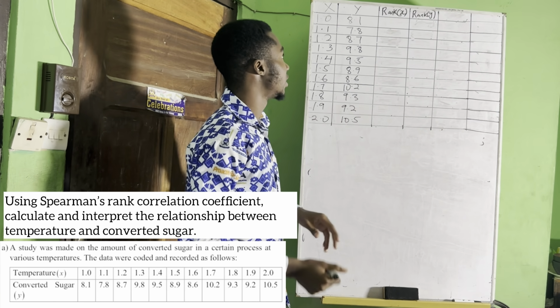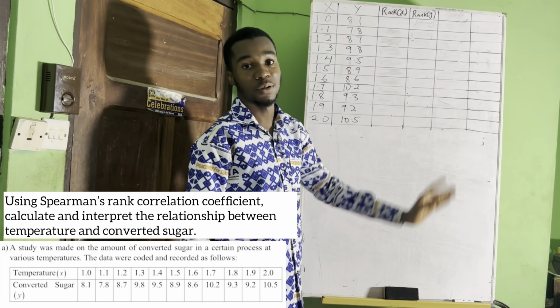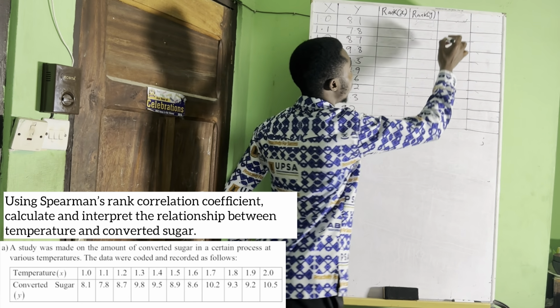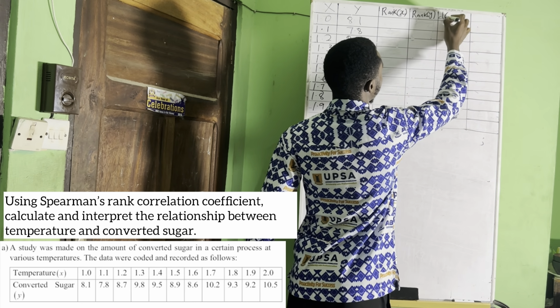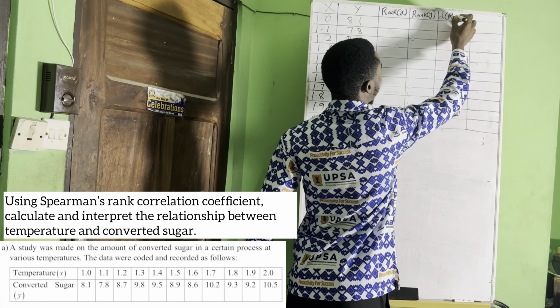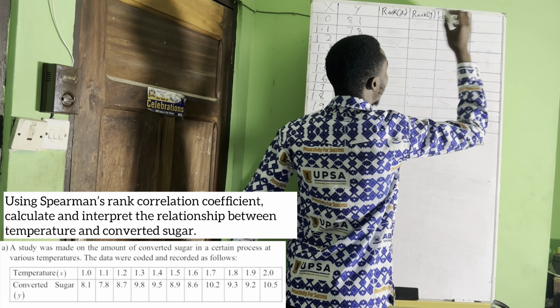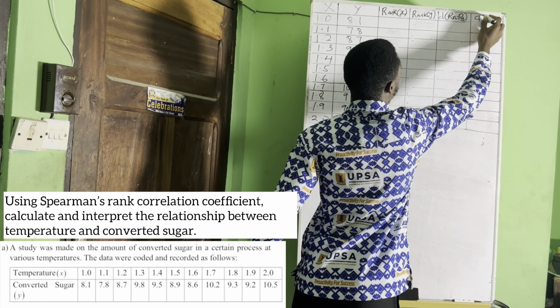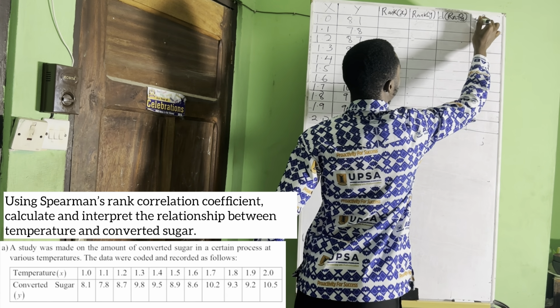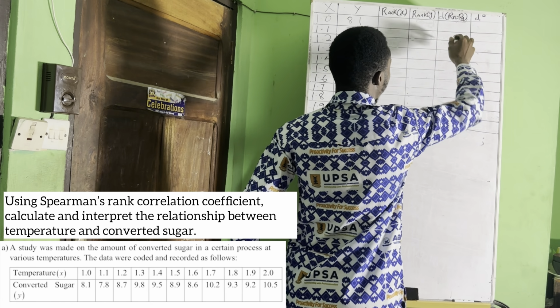Now your d is the rank of x minus the rank of y. You get it? So you write d into brackets. So you can make it r of x minus r of y because of space. You get it? Then the last one you write is your d squared. So d squared. So whatever you get for d, you just square it.